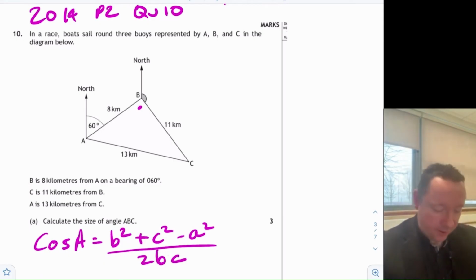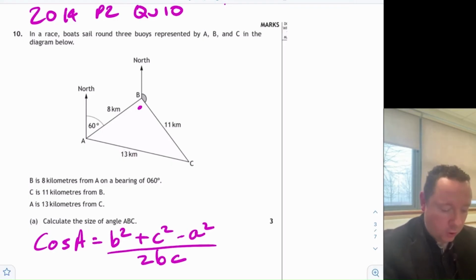Now, there's a couple of ways to think of this. When they say cos A, they mean the angle you're looking for, we're calling A. But in this case, there's a B attached to this, so don't get too confused. The side you take away is always opposite the angle. So 13 is my a here.